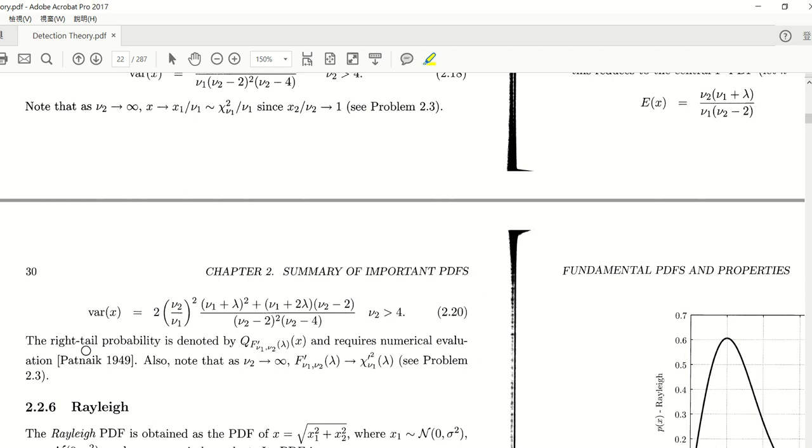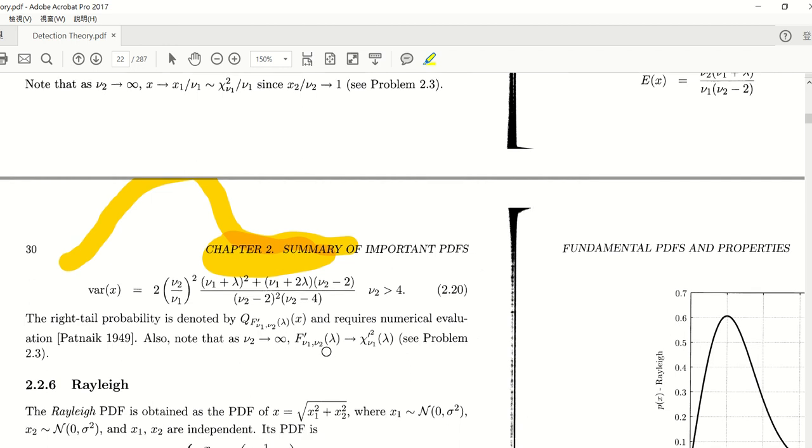And then the right tail probability is denoted by this. When we're talking about the right tail, it means that we're talking about, for example, a distribution like this, and the probability in this region. That's the right tail part. And when V2 is large and approaches infinity, then F prime reduces to chi-square V1 prime over V1.